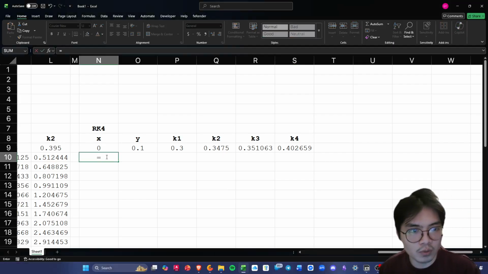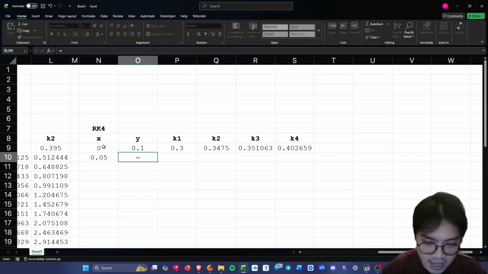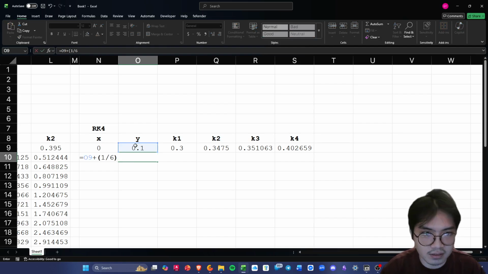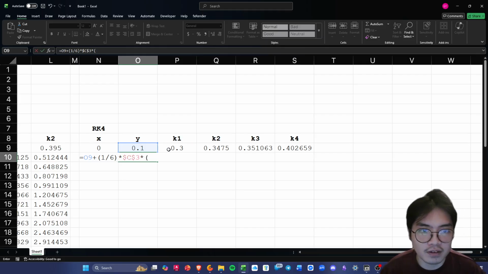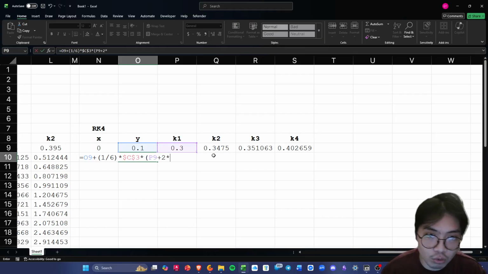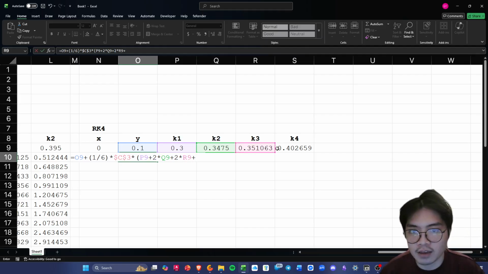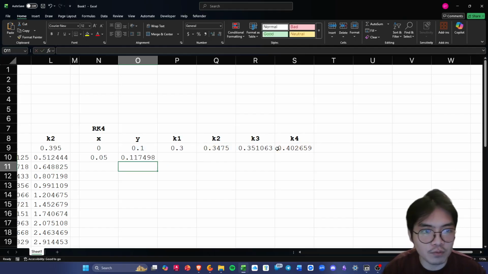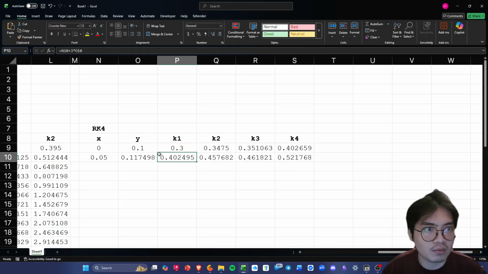Now, what we will do is this: you add to your C3, and this will now be y plus 1/6 times your value of h, right? And then you will have k1 plus 2 times k2 plus 2 times k3 plus k4. So now that is how we weight it. Then we can drag everything down again, and everything repeats, right? Everything repeats.